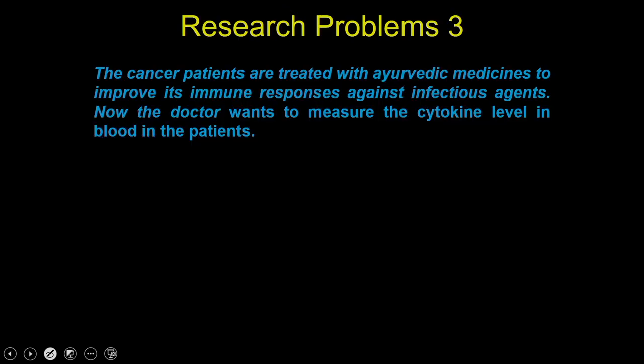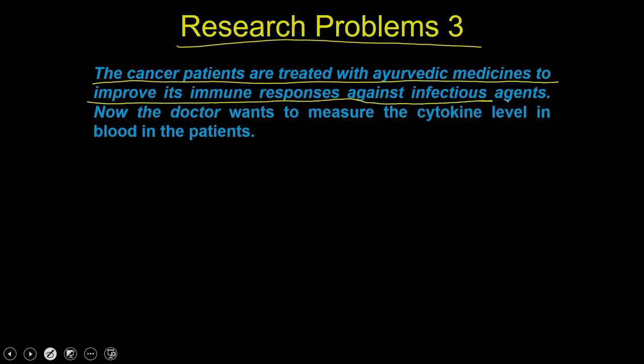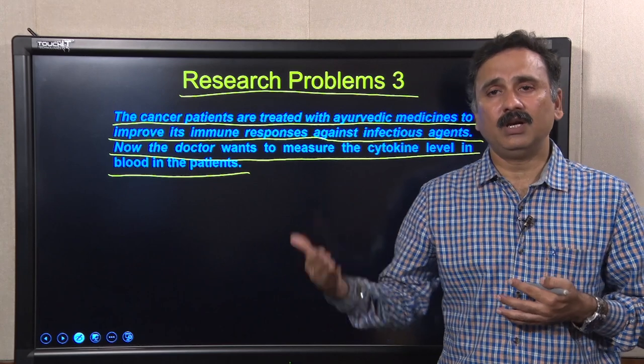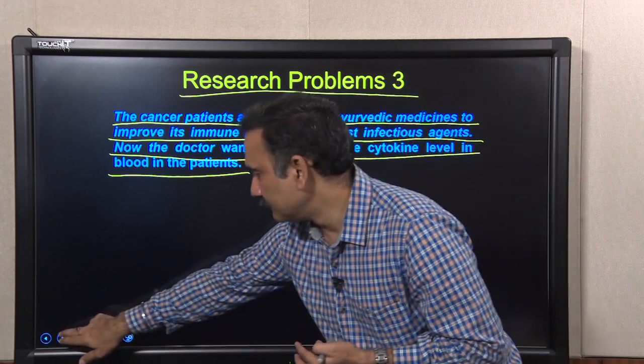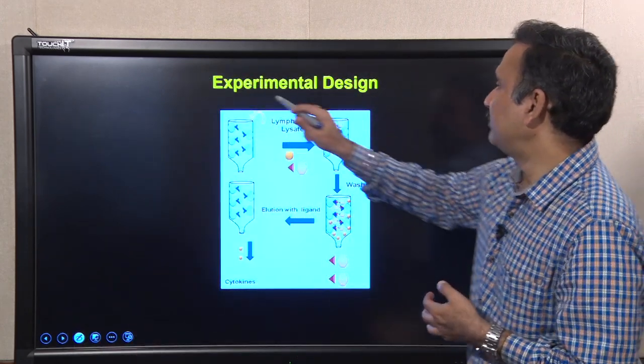Now, next, let us move on to research problem number 3. In research problem number 3, cancer patients are treated with Ayurvedic medicines to improve their immune responses against infectious agents. Now, the doctor wants to measure the cytokine level in the blood of the particular patient to understand whether the Ayurvedic medicine is working or not. So, what is the experimental design?